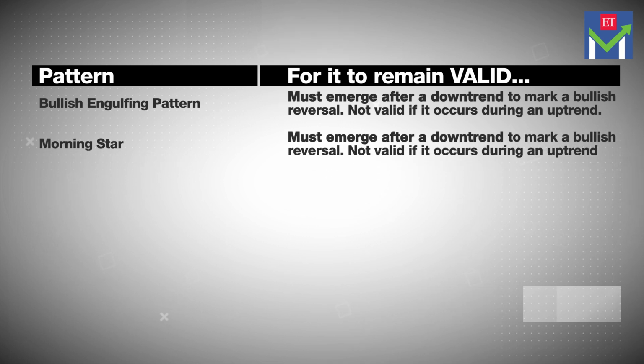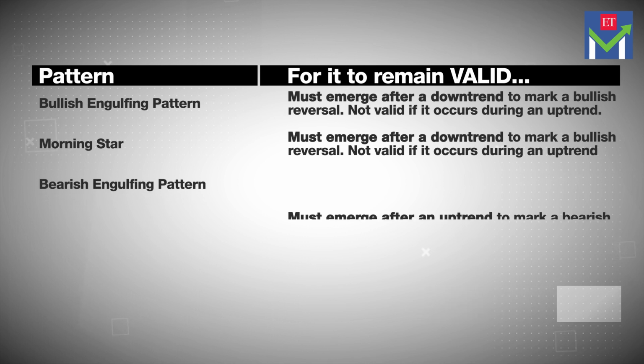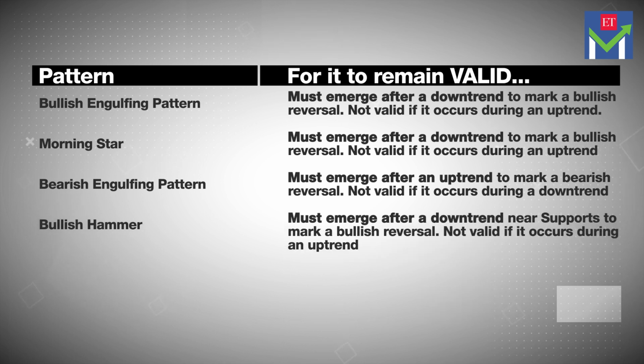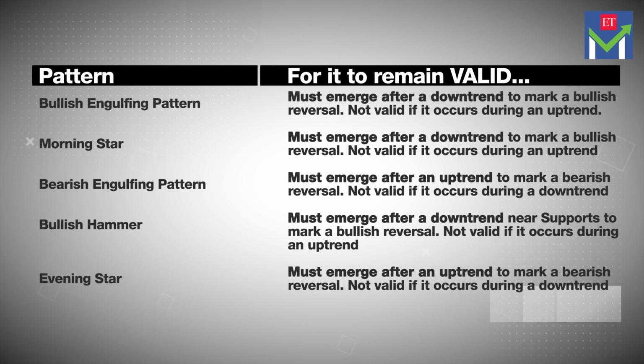For morning star, it must emerge after a downtrend to mark a bullish reversal. It will not be valid if it occurs during an uptrend. In case of a bearish engulfing pattern, it must emerge after an uptrend to mark a bearish reversal, and it will not be valid if it occurs during a downtrend. For bullish hammer, the pattern must emerge after a downtrend near supports to mark a bullish reversal, and it will not be valid if it occurs during an uptrend. In case of evening star, it must emerge after an uptrend to mark a bearish reversal and will not be valid if it occurs during a downtrend.